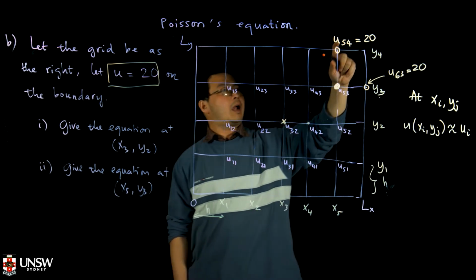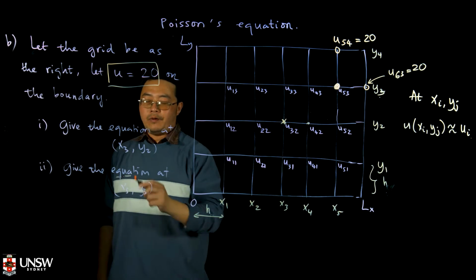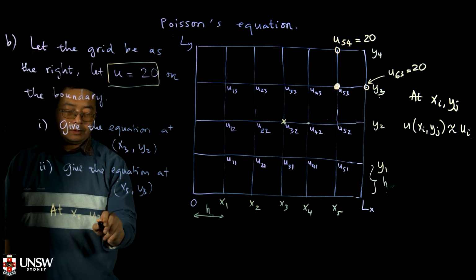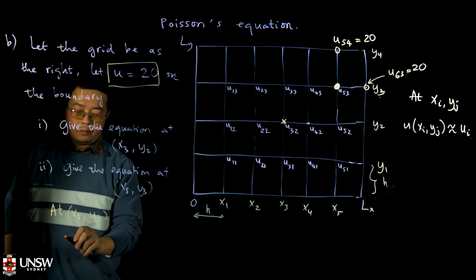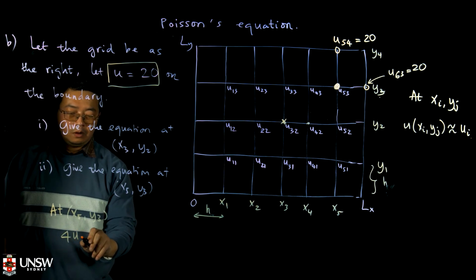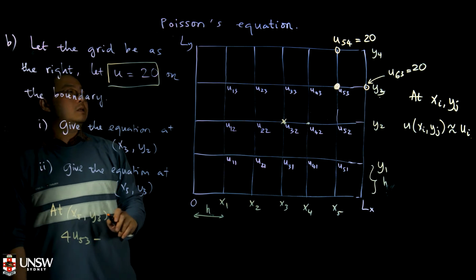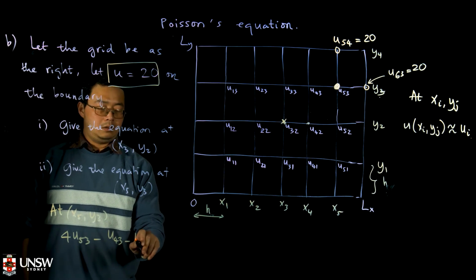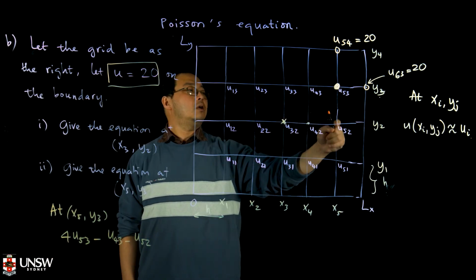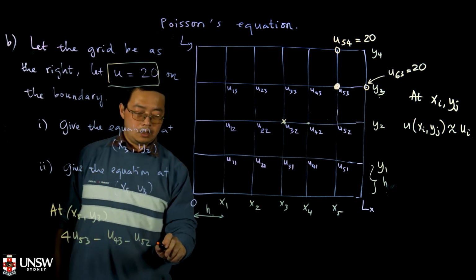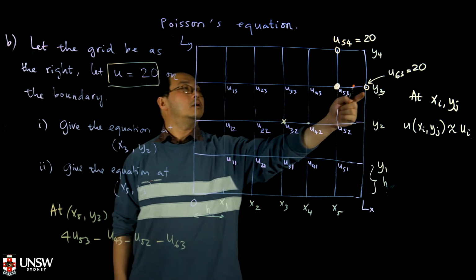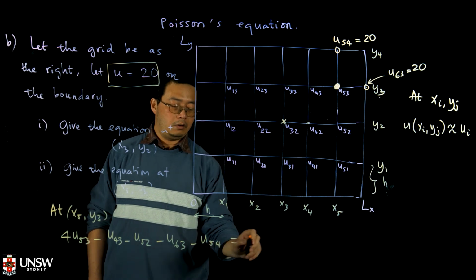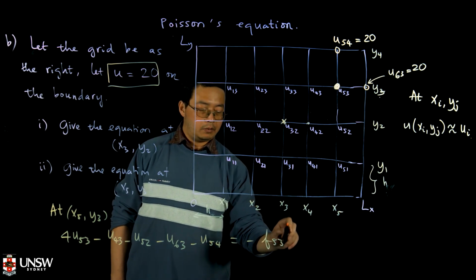So now how do we take into account those two boundary values? First we start with the equation again. So at x5, y3, the equation will be 4u(5,3), and now minus the four neighbors. So you have minus u(4,3), minus u(5,2), minus u(6,3), and then minus u(5,4), equal minus f(5,3) h square.